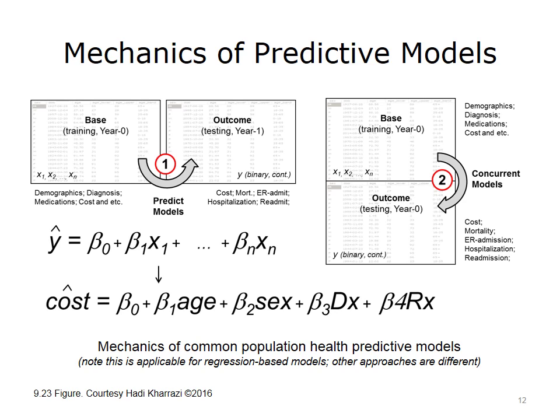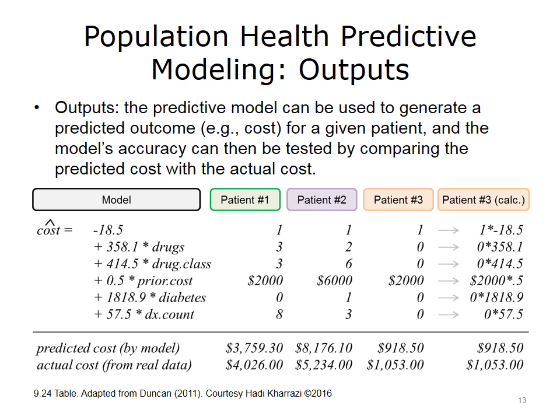If using the linear regression methodology, the equation discussed in previous slides can be translated as: predicted cost is a linear function of age, sex, diagnosis, and medications. Note that the actual population health predictive models are usually very complex, as categorical variables, such as diagnoses, cannot be represented as single variables, and indeed may introduce hundreds of diagnostic codes. While using the linear regression method, if no specific data transformation has occurred, the predictive model can be used to generate a predicted outcome, such as cost, for a given patient. These predicted values can then be used to compare the model's accuracy.